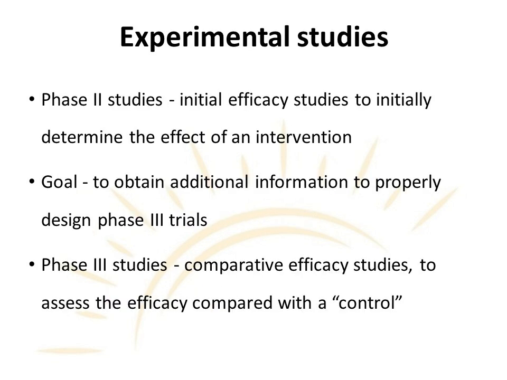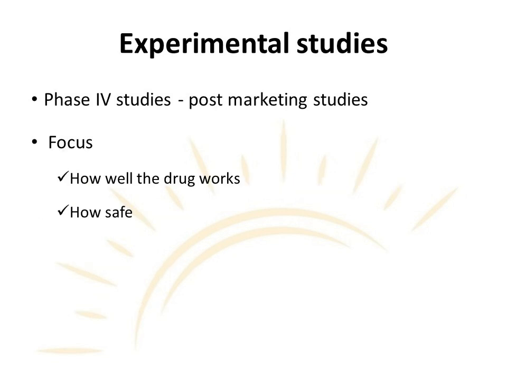Phase 2 studies are also called initial efficacy studies and are conducted to initially determine the effect of an intervention on patients with the disease of interest. These studies are also conducted to obtain additional information required to properly design Phase 3 trials. Phase 3 studies, also called comparative efficacy studies, are designed to assess the efficacy of an intervention compared with that of a control treatment, either active treatment or placebo.